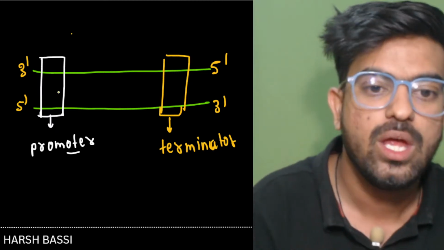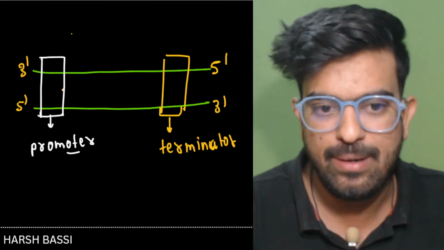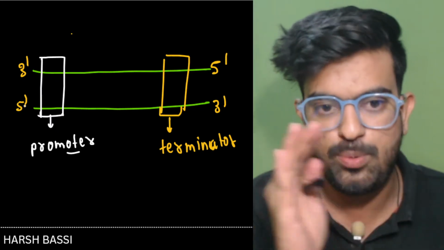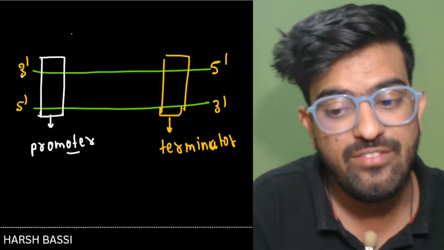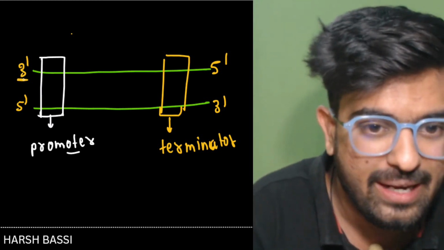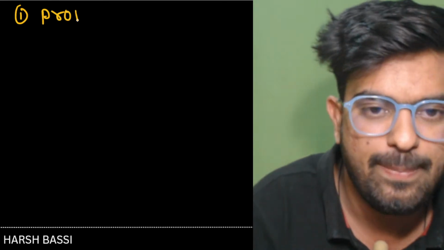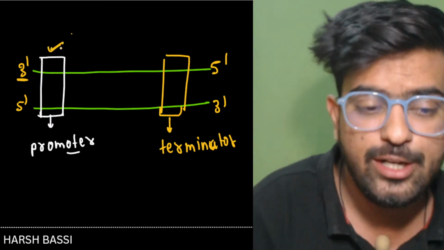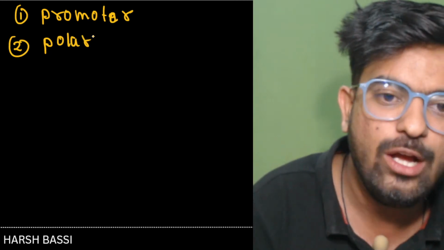Now you will see the promoter first, and then you will see the polarity. If the promoter is being attached from 3 prime, on this segment you first see the promoter. We saw the promoter first, okay? Now you check the polarity of the strand.